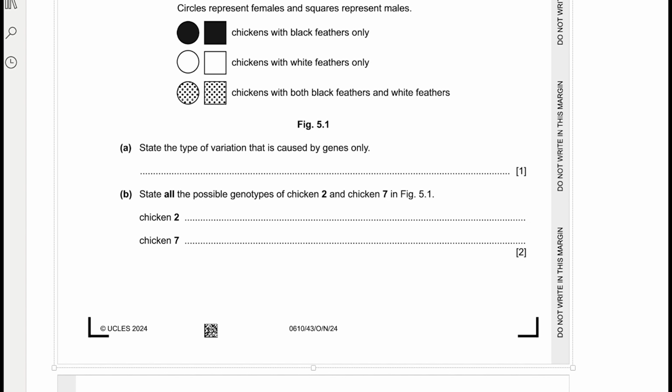Okay, so the type of variation that is caused by genes only is usually discontinuous. We will say discontinuous variation. It's a kind of variation that is caused by genes only. Then state all the possible genotypes of chicken 2 and chicken 7.